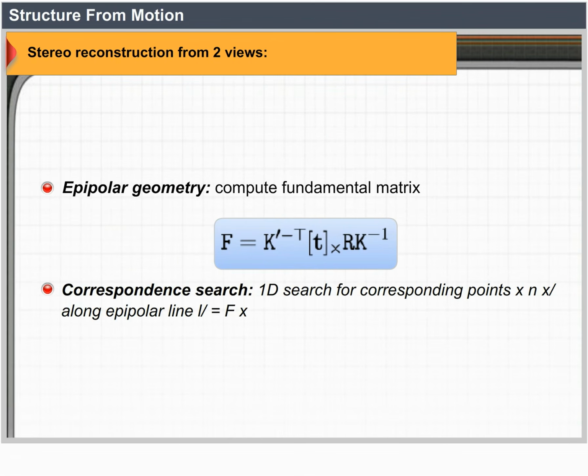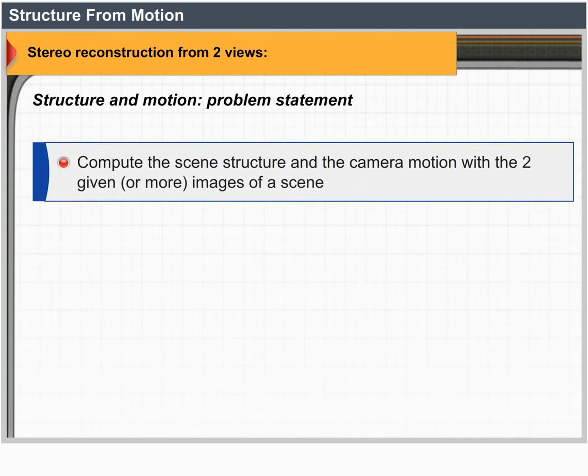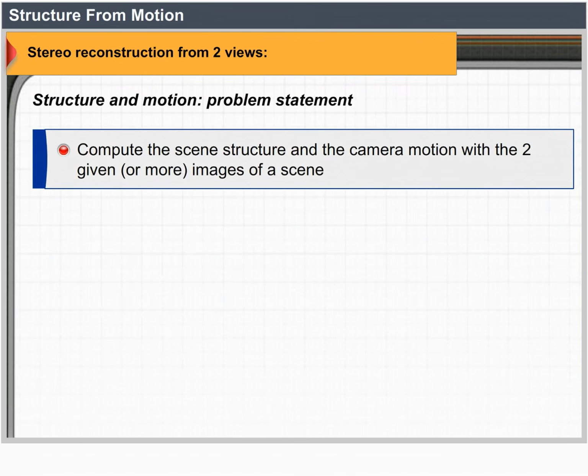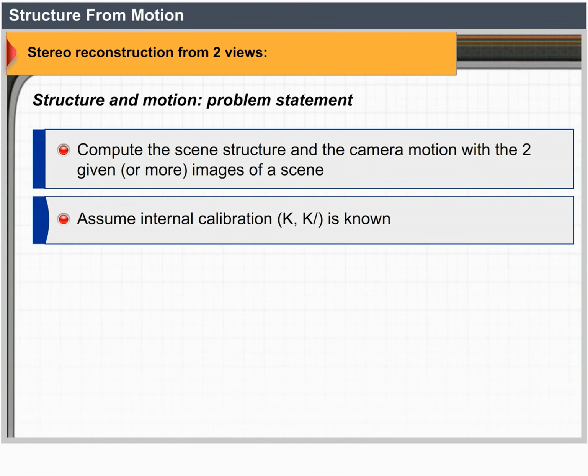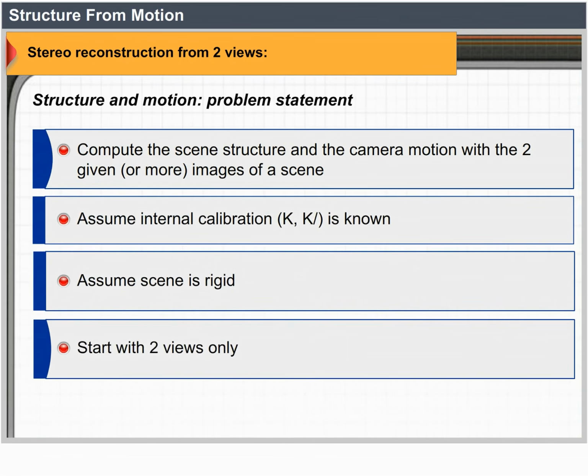Structure and motion. Problem statement. Given two or more images of a scene, compute the scene structure and the camera motion. Assume internal calibration K, K dash. Assume scene is rigid. Start with two views only. Note, epipolar geometry is not known.